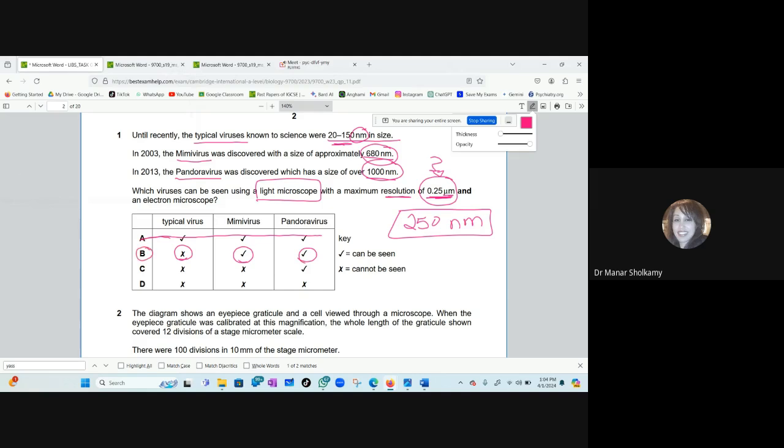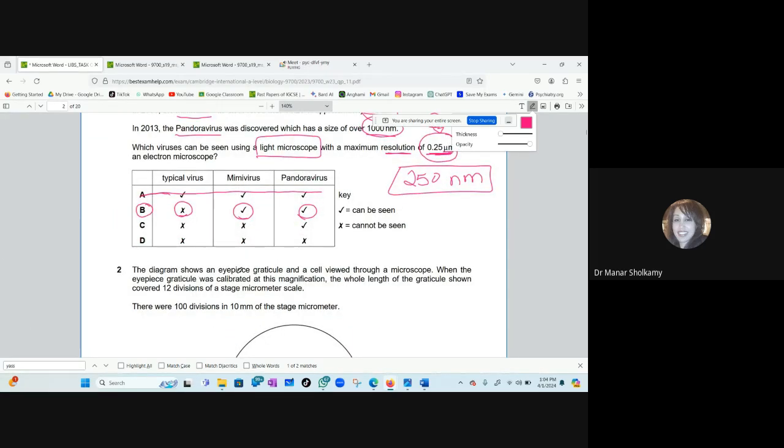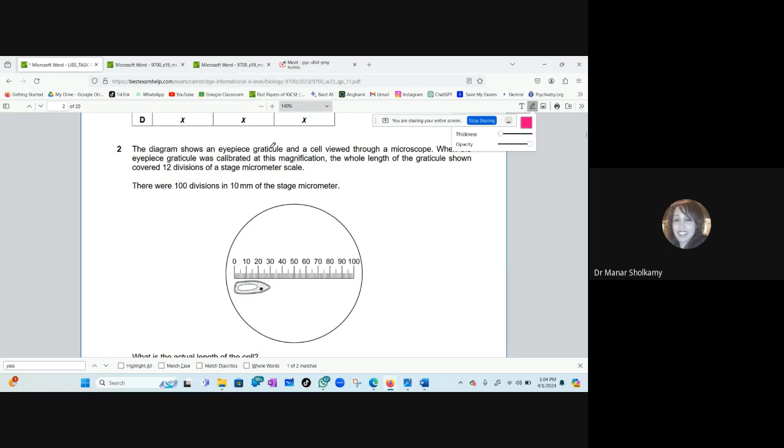Are you all with me? Did you all understand how I got it? Yes. Good. Okay. Now let's go to number 2: the eyepiece graticule and the stage micrometer. This is really not a nice question.